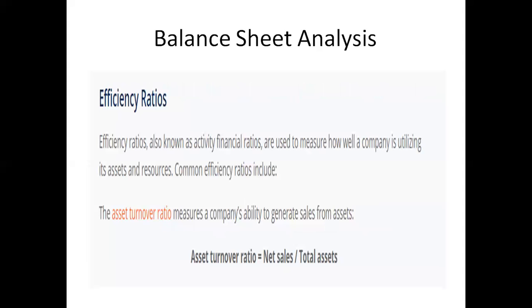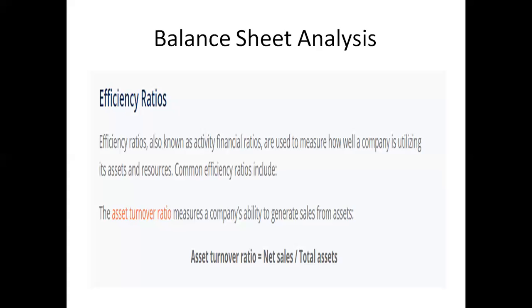Now you have efficiency ratios, which are also known as activity financial ratios. Efficiency ratios are used to measure how well a company is utilizing its assets and resources. By utilizing, what do I mean? The asset turnover ratio measures the company's ability to generate sales from the assets. Net sales by total assets.